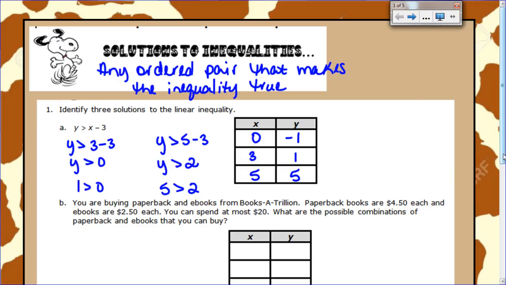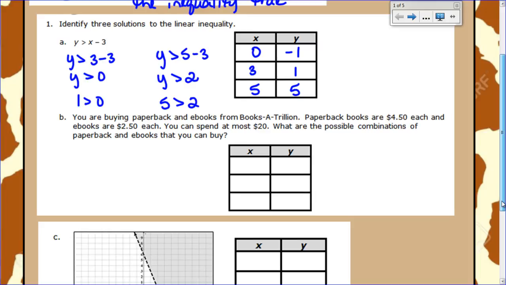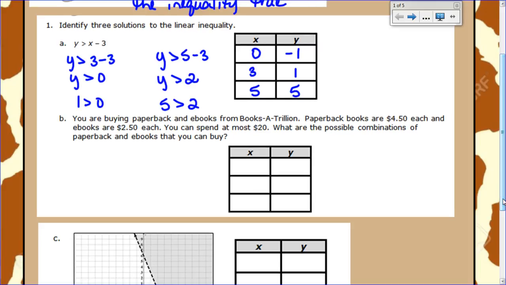So now look at B here. You're buying paperback and ebooks from a place called Books A Trillion. Paperback books are $4.50 each, and ebooks are $2.50 each. You can spend at most $20. The question is, what are possible combinations of paperback and ebooks that you can buy?